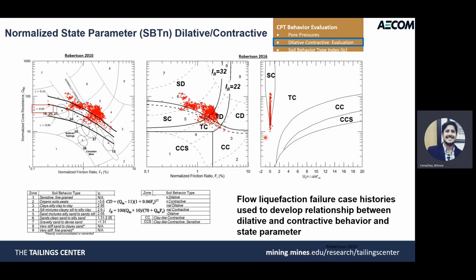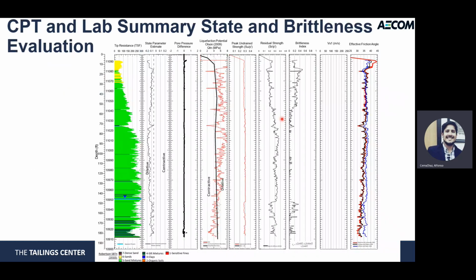However, once you look at pore pressures, because of the intermediate nature of these tailings, you will have materials that will plot in the T sub C, which is transitional contractive. So pay attention to those things. I think those are important when you want to characterize your tailings in terms of behavior.